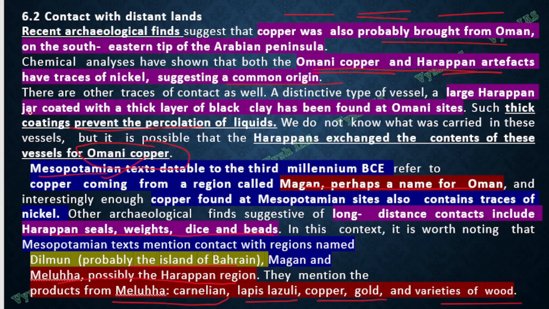A large Harappan jar coated with a thick layer of black clay has been found at an Omani site. This is a very potential prelims point. Thick coatings are found, and that means what? For holding the liquids properly, like airtight or watertight, they have designed it that way.